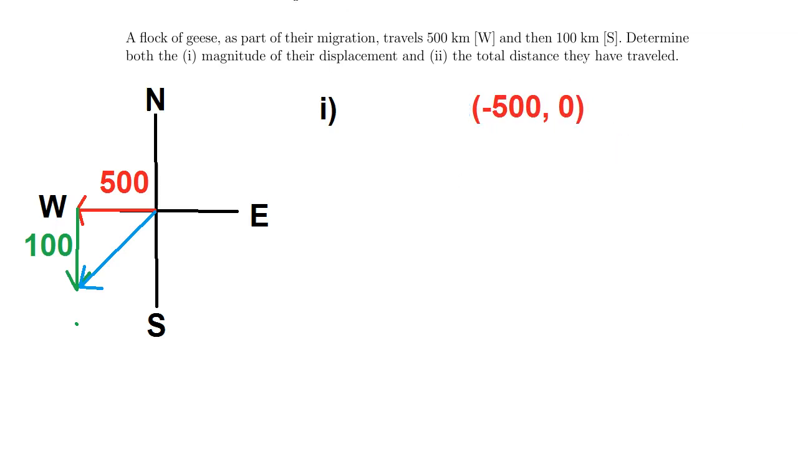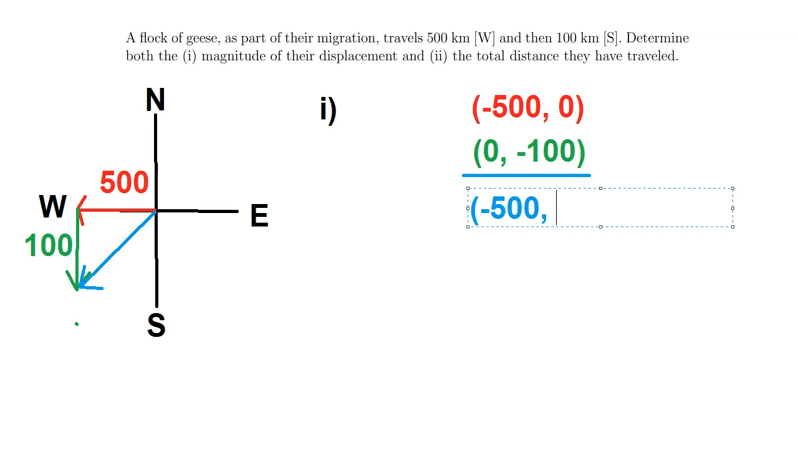We're going to do the same thing for the south displacement. Again, it is a vertical displacement, so there is no horizontal part to it. And in terms of the vertical part, we're going downwards as we've drawn it, so we're going to draw that as a negative. Now, when we add these things together, the x and the y components are separate, so all we need to do is add up the x's and add up the y's. So 0 or negative 500 plus 0 is negative 500, and 0 plus negative 100 is negative 100. This here is our total displacement.